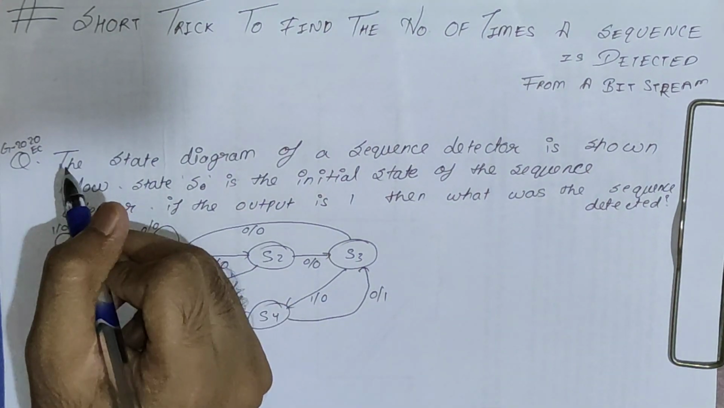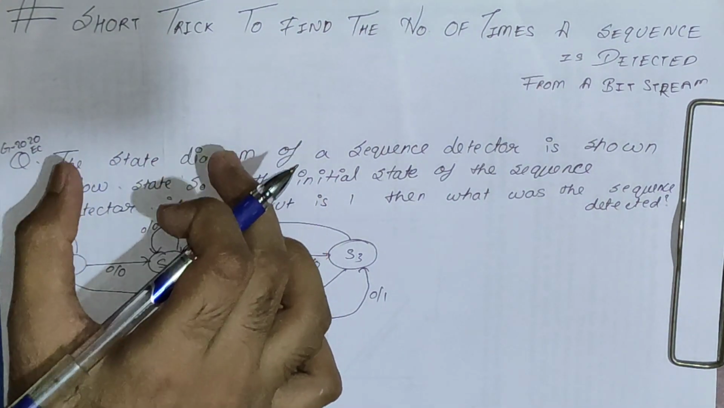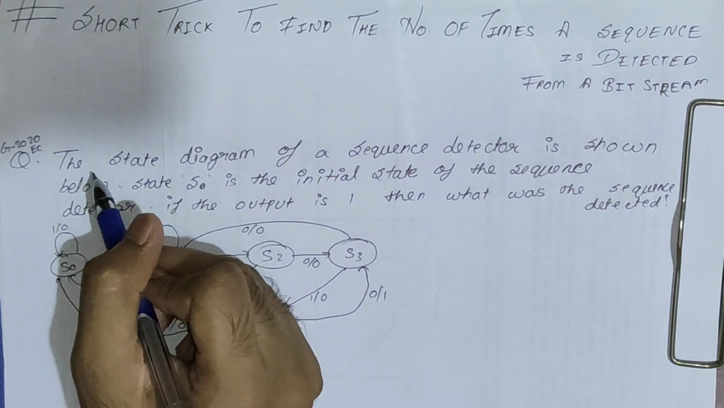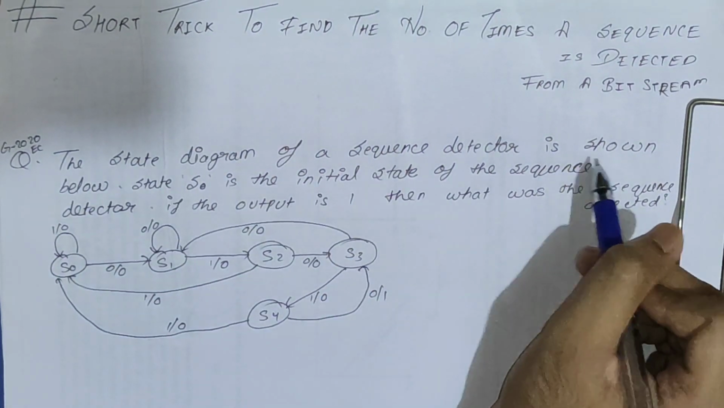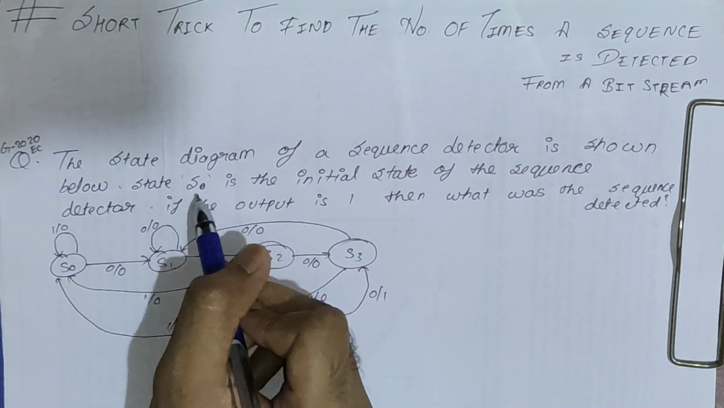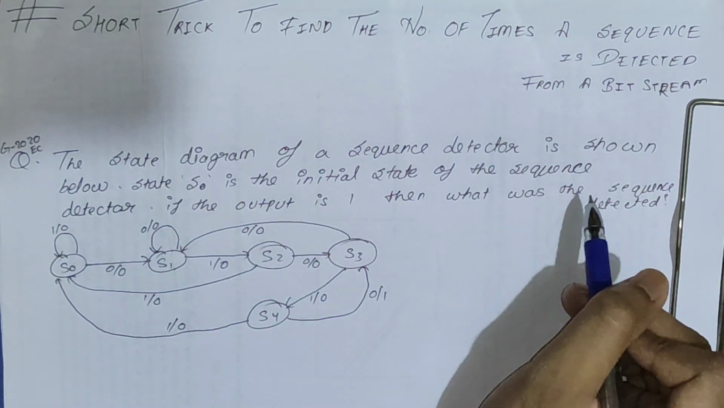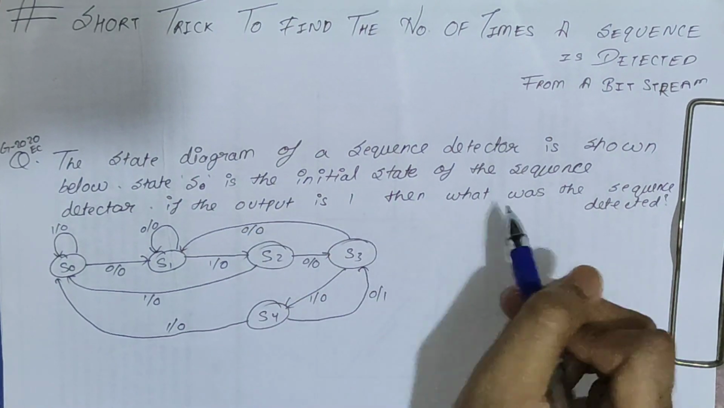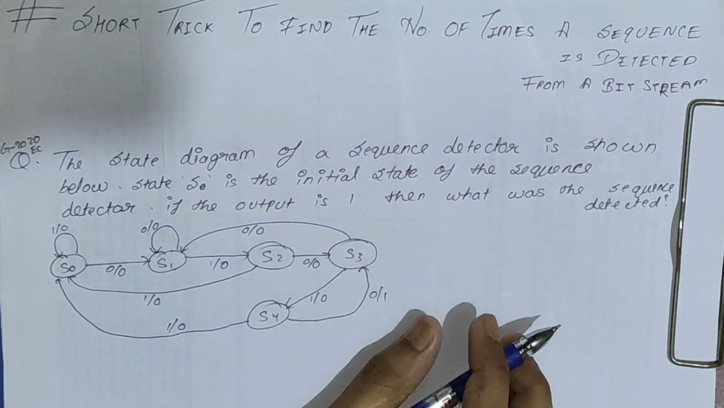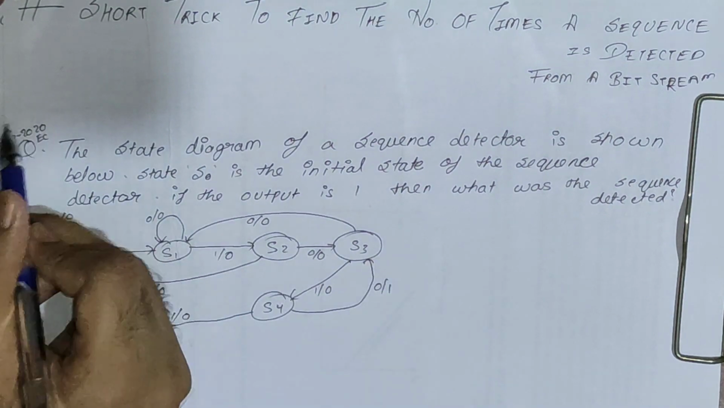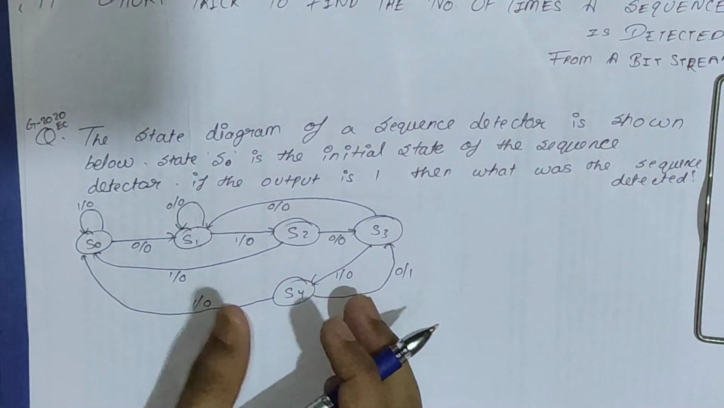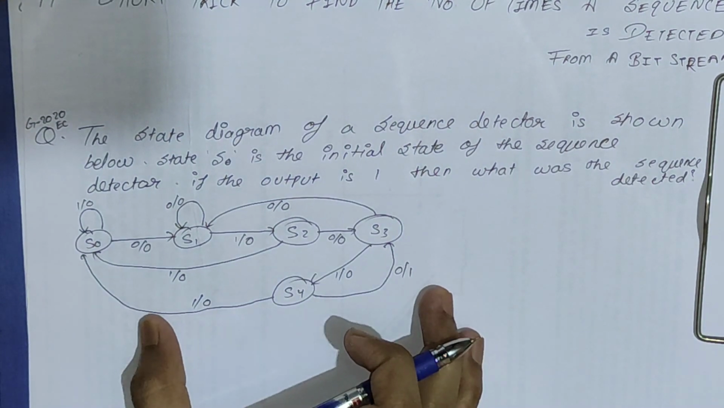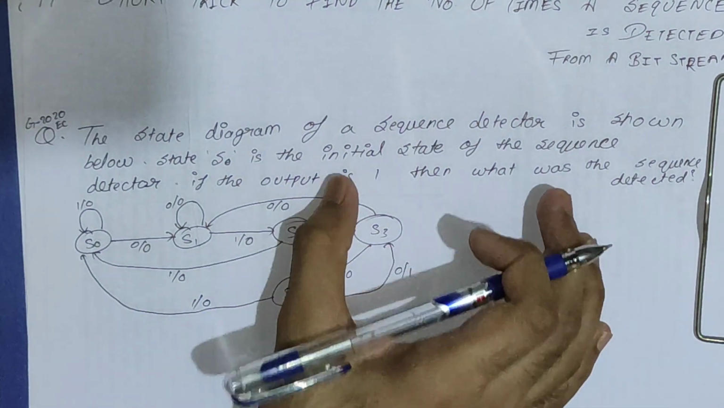So we will see the concept from the sum directly. The first sum is: the state diagram of a sequence detector is shown below. State S0 is the initial state of the sequence detector, and if the output is 1, then what was the sequence that has been detected? This is the GATE 2020 EC sum, and the question is, the state diagram is given and we need to find the sequence for which the output is 1.